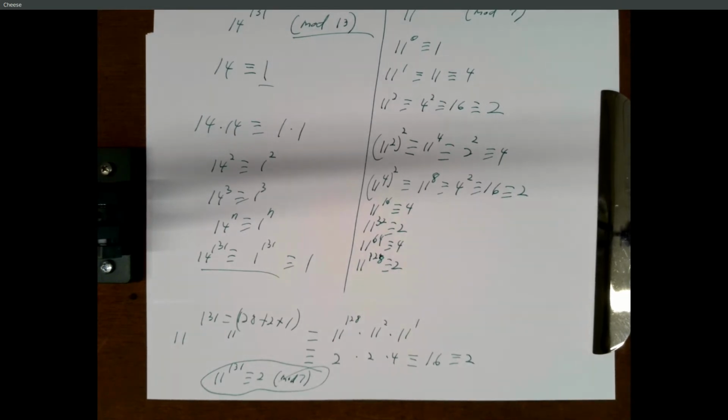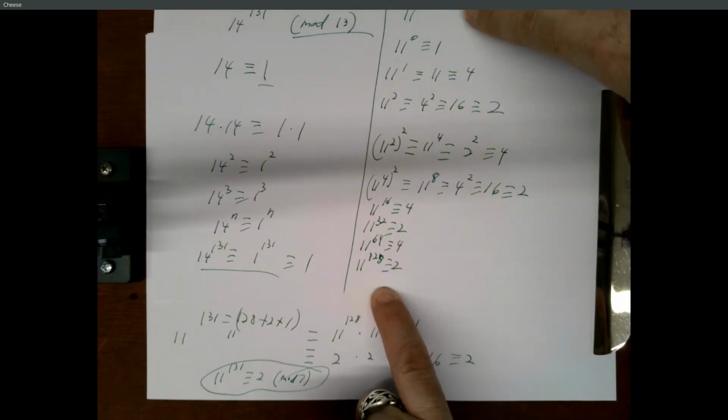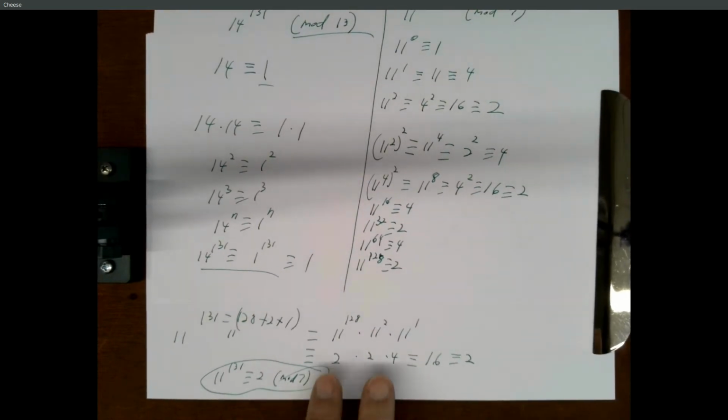If I wanted to raise something to the billionth power, I would just need to fill out 30 of these and then multiply whichever ones corresponded to the binary expansion of my number around a billion, and I'd have my answer. It's a really powerful way to calculate large exponents, calculate what large exponents are congruent to.